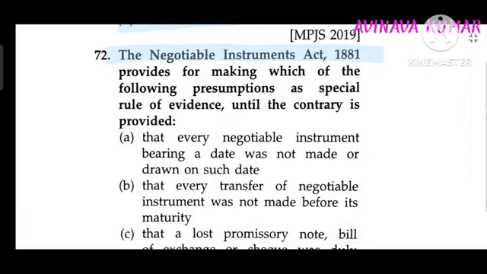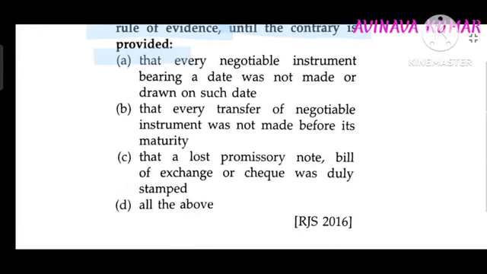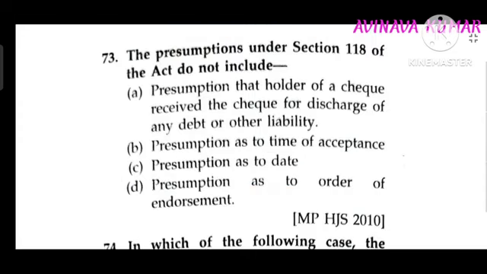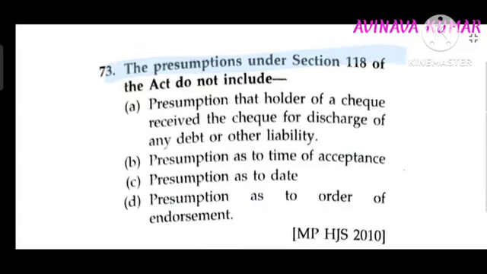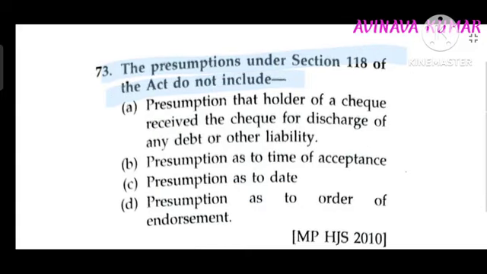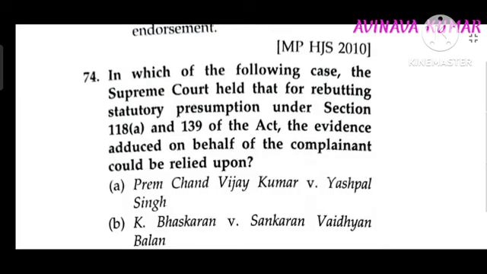Negotiable Instrument Act 1881 provides for making which of the following presumptions as a special rule of evidence until the contrary is proved: the loss of promissory note, bill of exchange and check was duly stamped. The presumption as to section 118 of the Act does not include presumption as to time of acceptance.